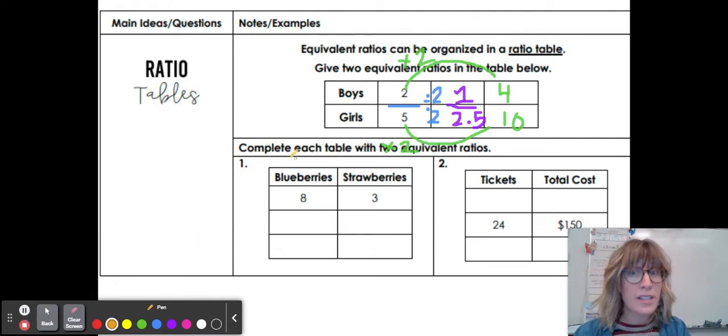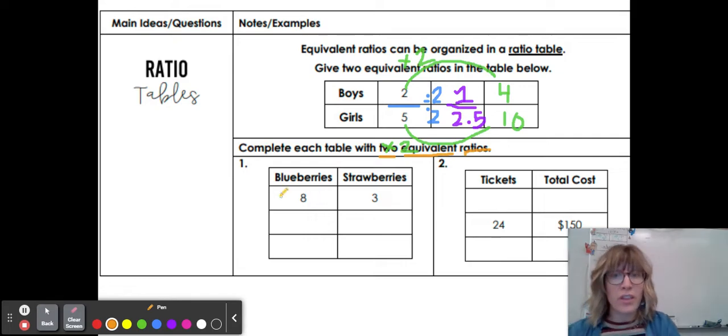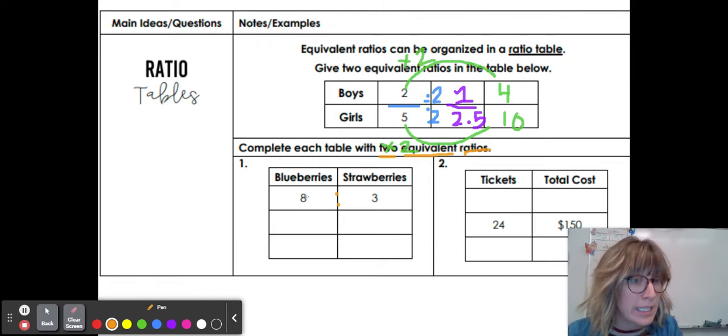So now down here, we're going to do the same thing. So we're going to complete each table with 2 equivalent ratios. Okay, so we're given some info. We've got some blueberries, we've got some strawberries. And in this case, we know that there are 8 blueberries for every 3 strawberries, right? So we could think of this as a fraction bar. We could give it like a colon, whatever works for you. So we can scale up, we can scale down. So let's just start by scaling up.